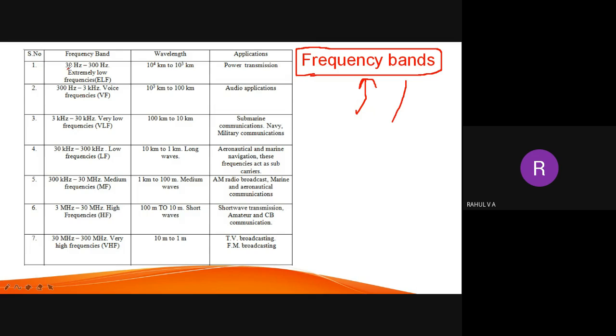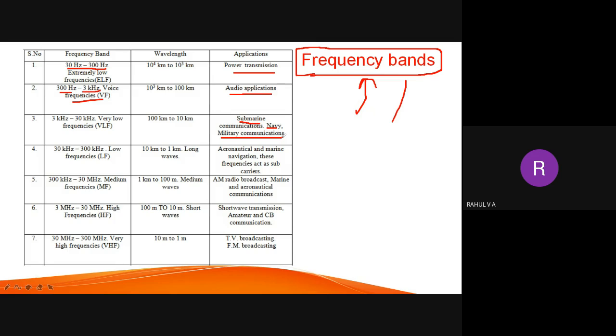So you can look into this frequency between 30 hertz and 300 hertz. It is actually used for power transmission. It is not for any communication. That is extremely low frequency, 30 hertz to 300 hertz. It is used only for power transmission. And 300 hertz to 3 kilohertz is voice frequency. That is for audio application. Then 3 kilohertz to 30 kilohertz, that frequency is used for submarine communication, navy and military application.